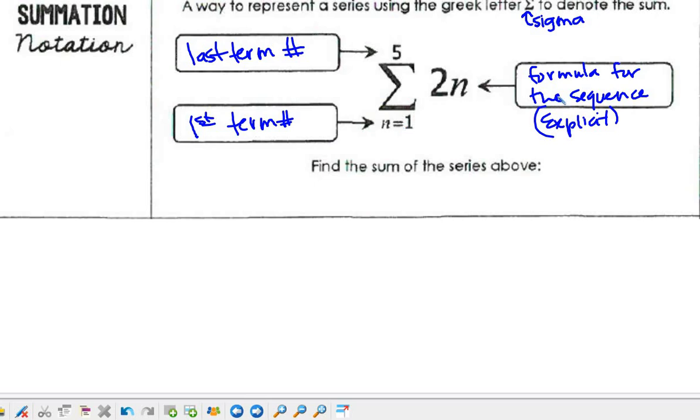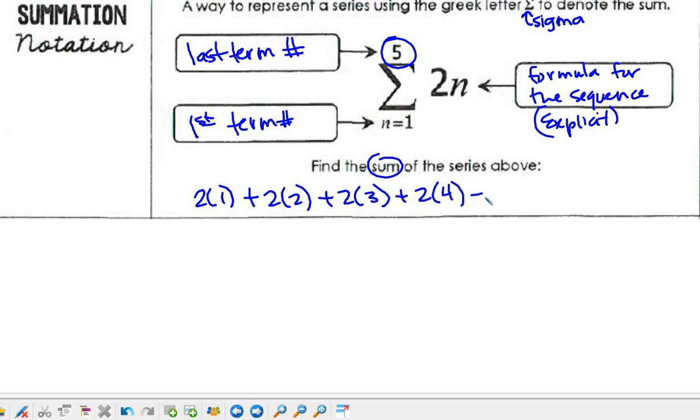So if I want to find the sum of the series that's above, that means I'm going to start with 1. So 2 times 1 plus sum, right? 2 times 2, all the way up to 2 times 5, because it's the last term value, which is 30.